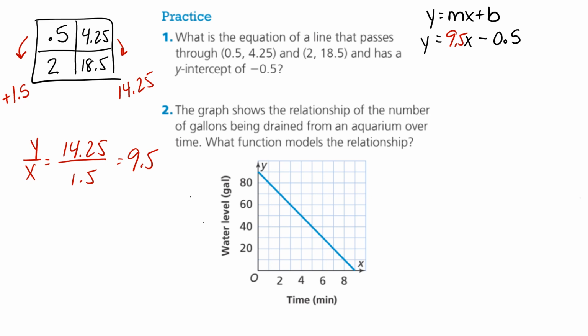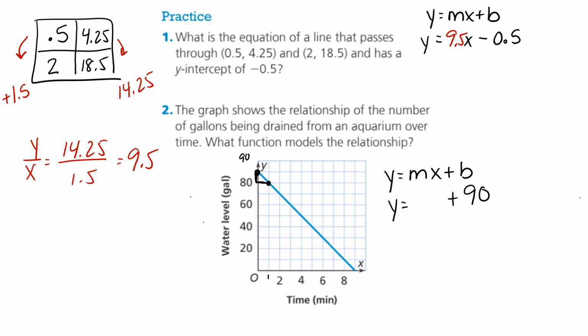Number 2, the graph shows the relationship of a number of gallons being drained from an aquarium over time. What function models the relationship? So again, we write our equation in slope-intercept form, y equals mx plus b. Our starting point at 90 is our y-intercept, so that's a plus 90. When we are solving from the graph, we're going to pick out 2 points that we can read clearly. You can pick any 2 points on the graph. I'm going to pick this one here at 90, and I'm going to go down to this point here, which is at 1 and 80.